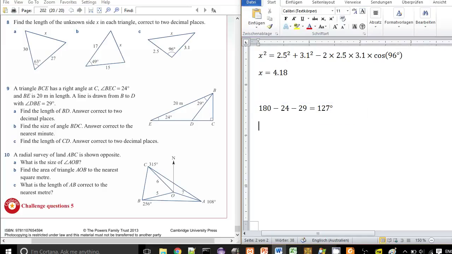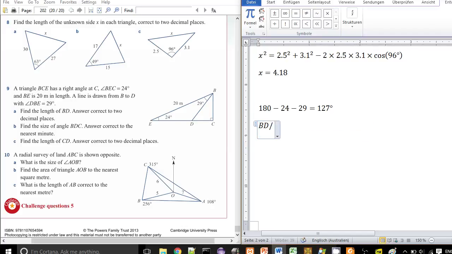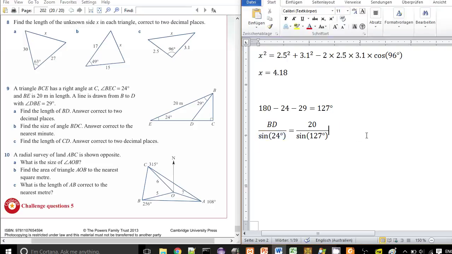Okay, 127 degrees goes here. I want this x. I'm going to call this x or BD. I can leave it as BD. So BD, that length over sine 24, is the same as the length of 20 over sine 127 degrees, because it's opposite. Okay? This sine 24 I need to put up here.